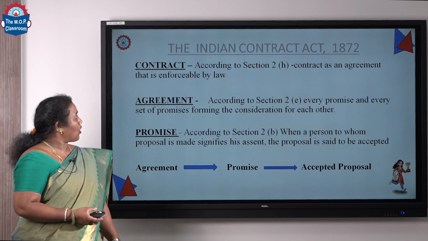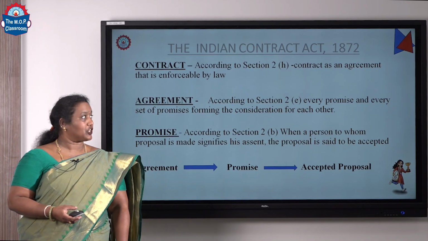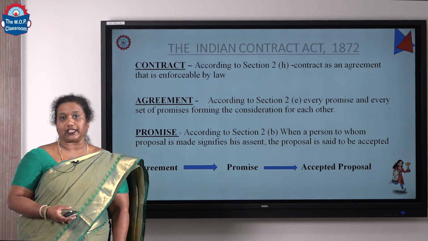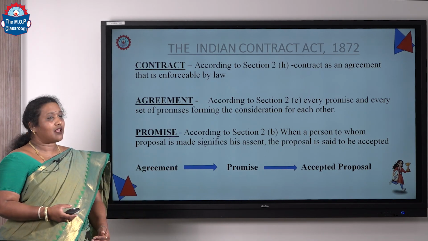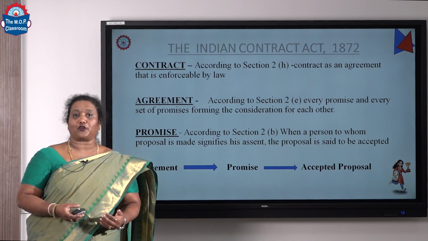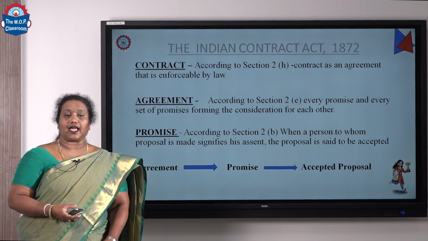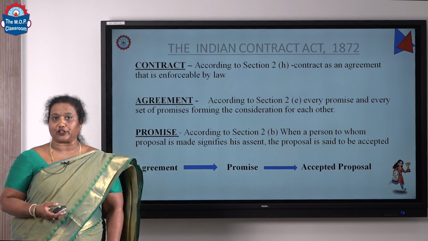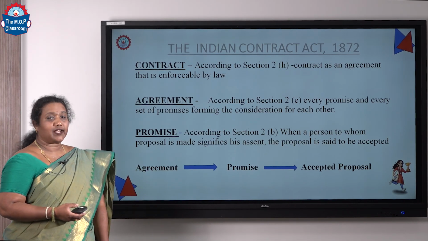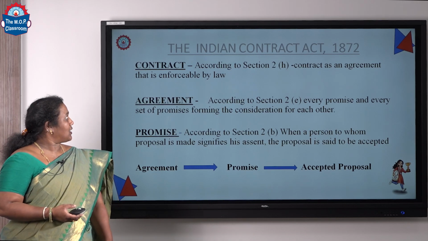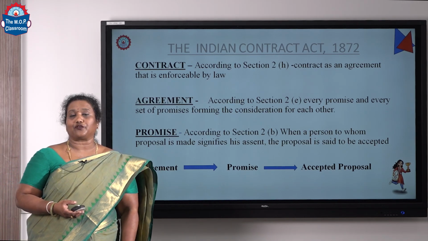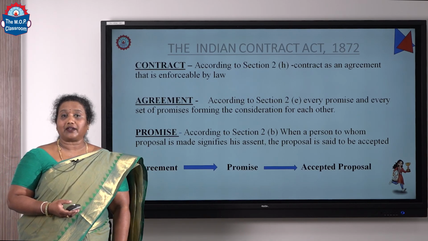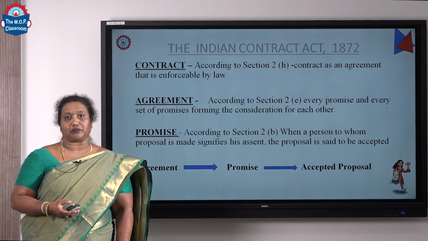So let me tell you what is an agreement under section 2(e). It's every promise and every set of promises forming consideration for each other. So there are a minimum of two parties involved in an agreement, and they exchange promises between them, which form the consideration for each other. That is defined as an agreement. Let's move on to the next part of the definition of contract, enforceability. What is meant by enforceability is that parties to the contract can sue and can be sued.